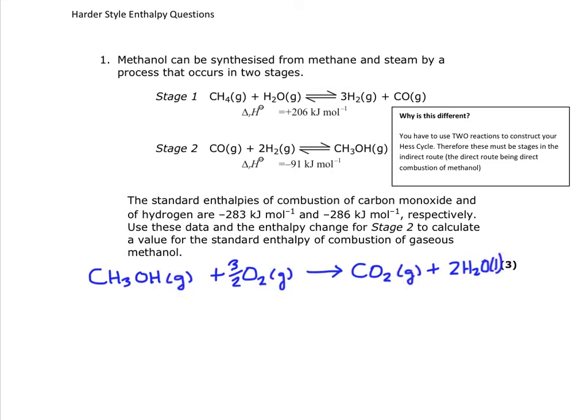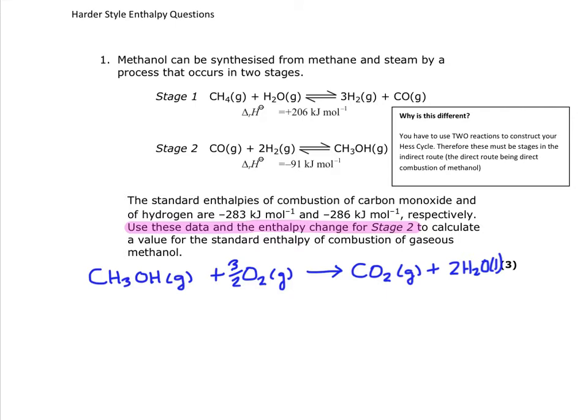Now it also gives us some other information. It tells us the standard enthalpies of combustion of carbon monoxide and of hydrogen are minus 283 kilojoules per mole and minus 286 kilojoules per mole respectively. So we can make use of this as well. Perhaps the most useful clue to disentangle this question is what it actually tells us to do. It says use these data and the enthalpy change for stage 2. So that means we don't actually have to worry about stage 1. They've put stage 1 in there as a decoy.